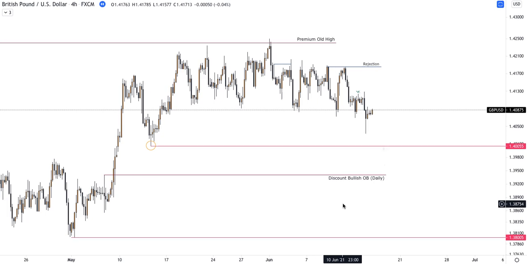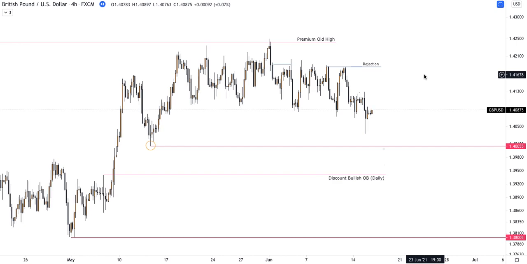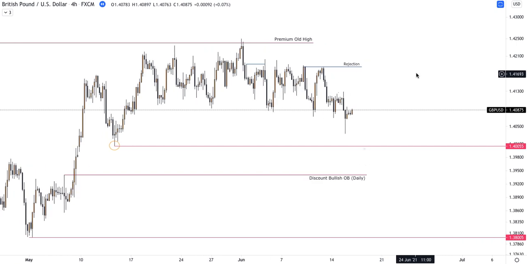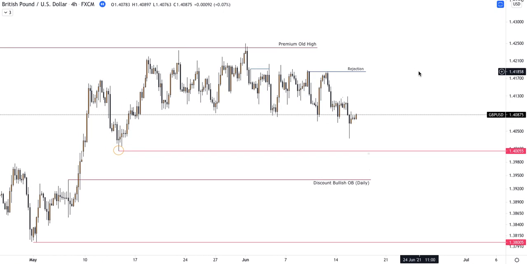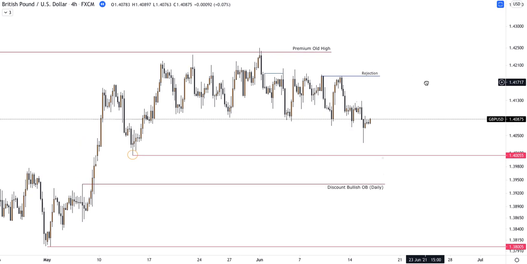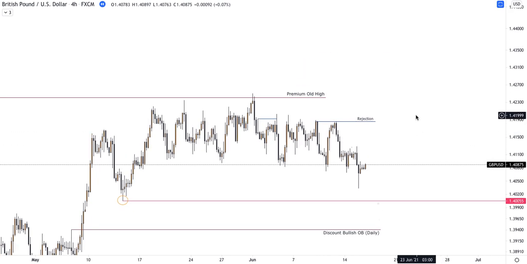This is pound dollar and this was a short taken on Wednesday, the 16th of June 2021. Just putting it out there for future reference. 10 years from today I'll look back and see, this was a trade I took 10 years ago, if we get there. So I'm going to start off by looking at the 4 hour.